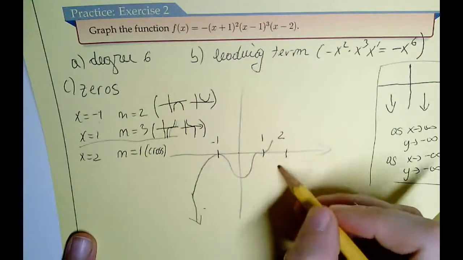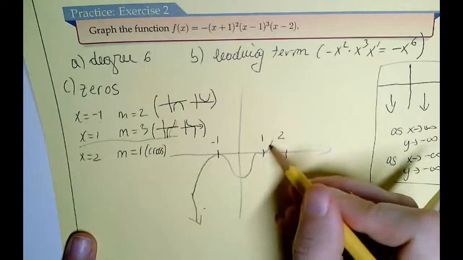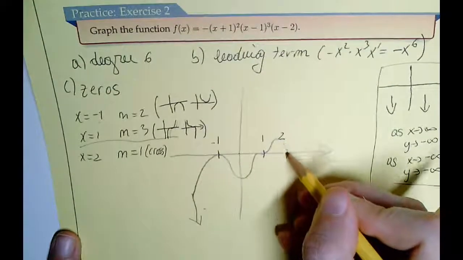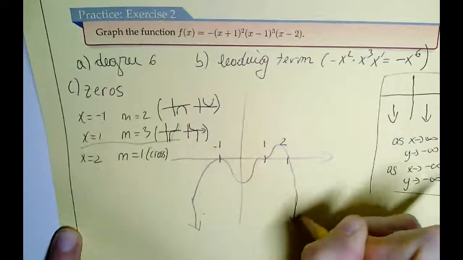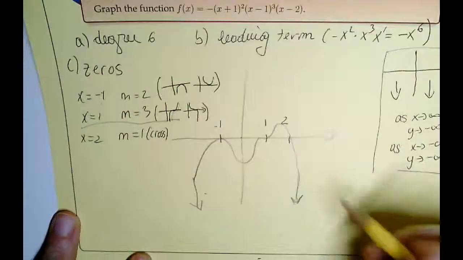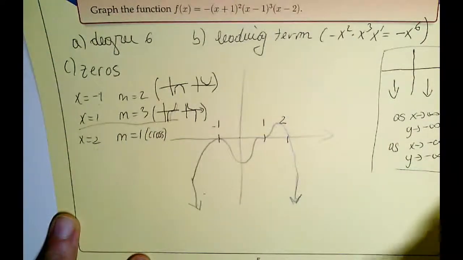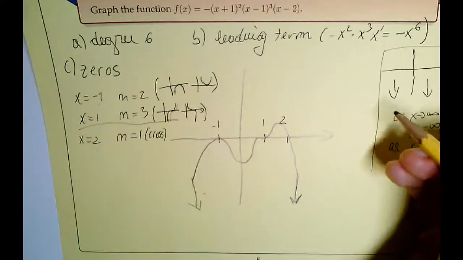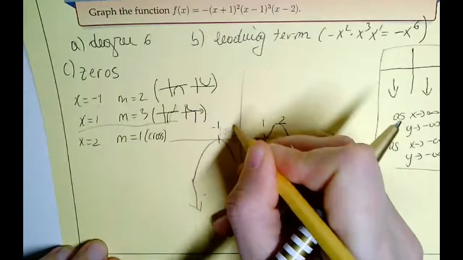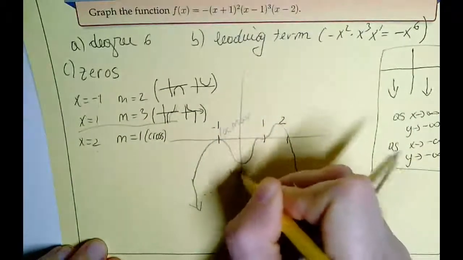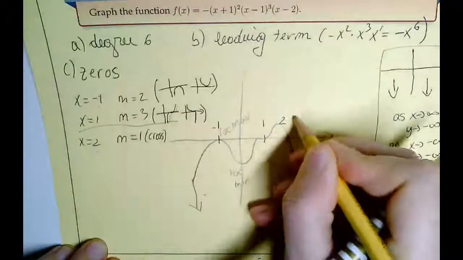And then finally at 2 it has to cross. So somehow I have to come back down and just straight up cross. And then I have to end up this way, because the end behavior says it's going down this way. So I have a local max here, a local min here, and then another local max there.